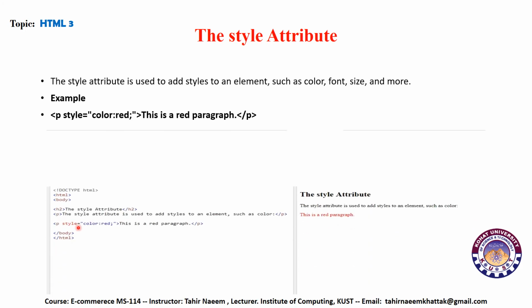Look at this, p style color is equal to double quotes red. So it will be shown in red color. This is the red paragraph. Look at the result. Here this will be displayed in red font in your web browser. So you can choose any color according to your wish, and it will be displayed in your web browser.